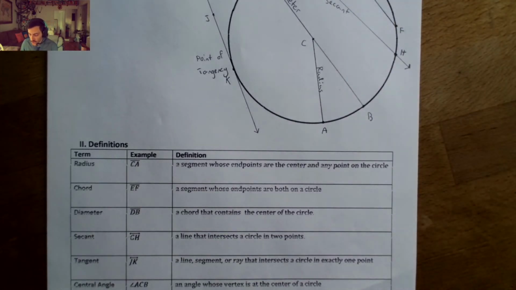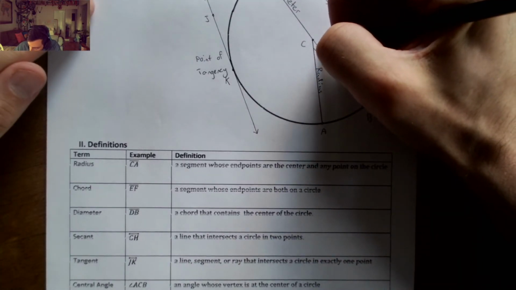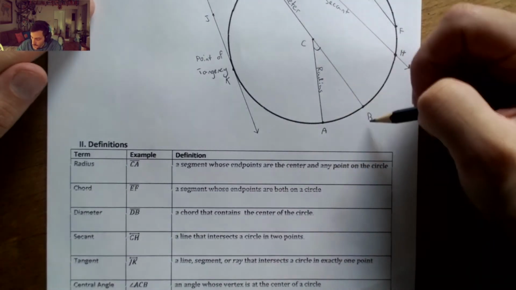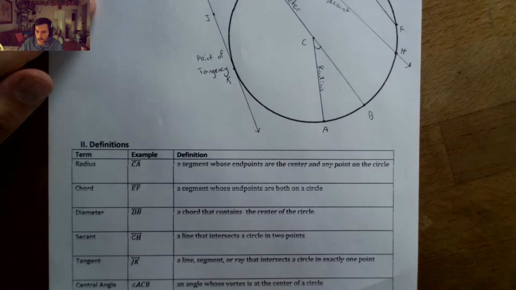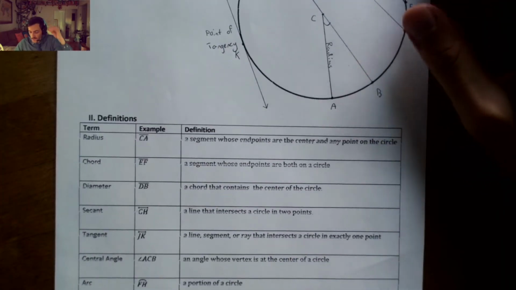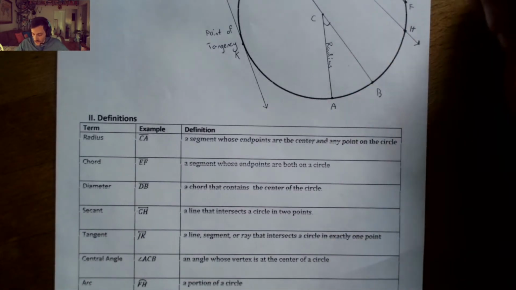The next thing here, we're going to draw out our central angle. Our central angle we've referred to in our previous lessons. In this particular example we're going to call it angle ACB, and it's an angle whose vertex, the center point of the angle where it bends, is at the center of the circle.